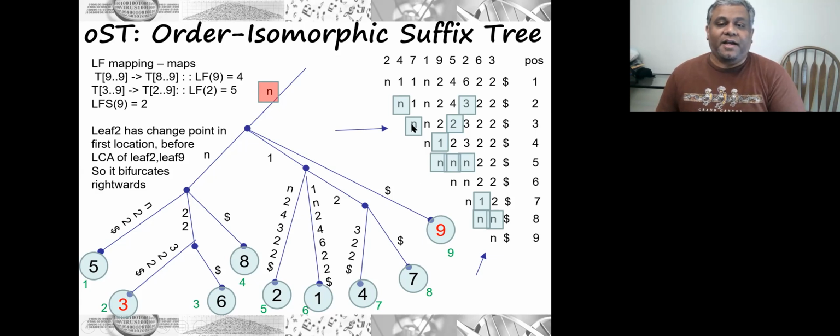Look at 3's and look at 9's change points. No change point at all. Look at 3's change point. 3 actually has a change point here at n. And that's why 9 does not have a change point. 3 has a change point.